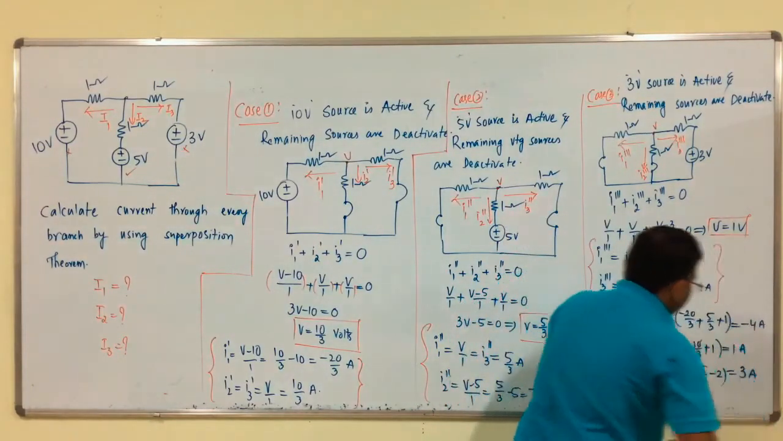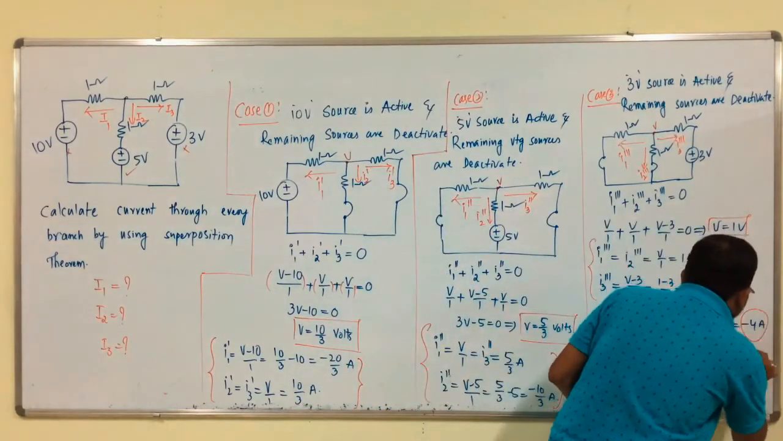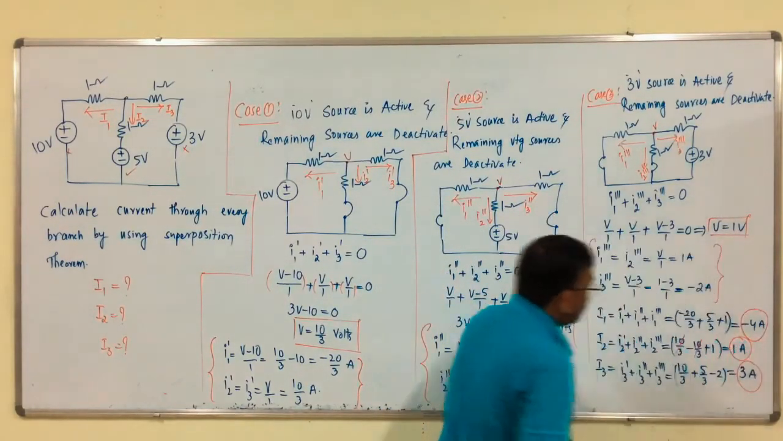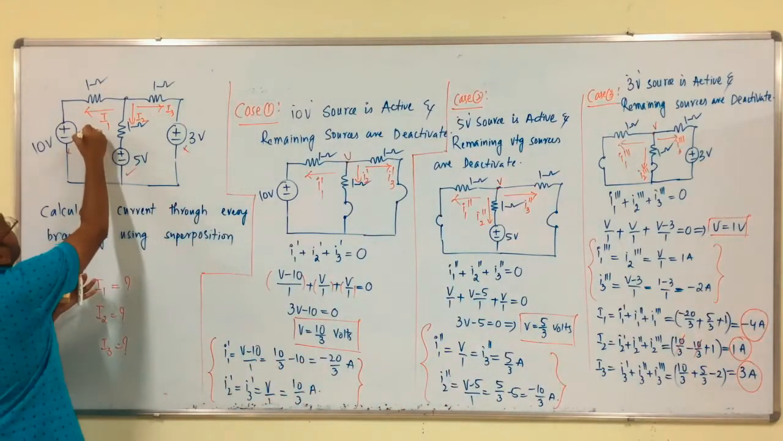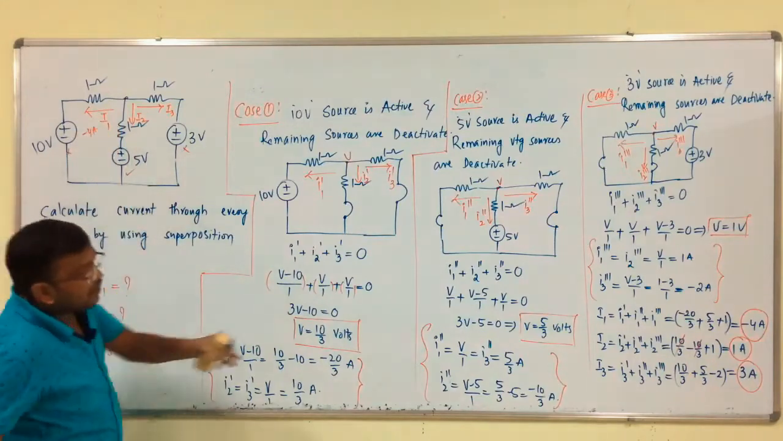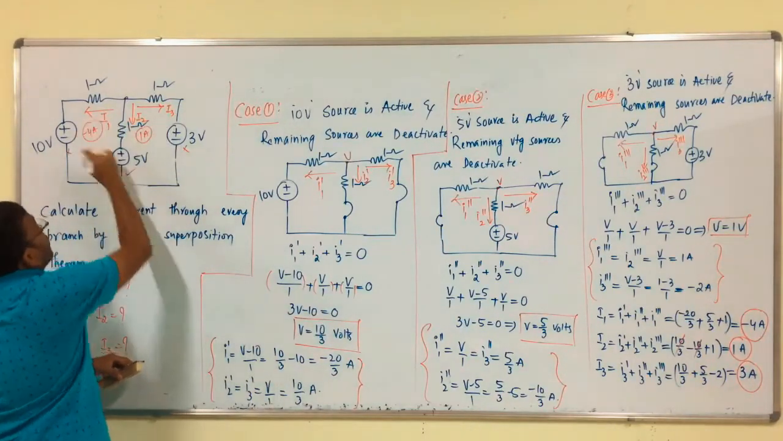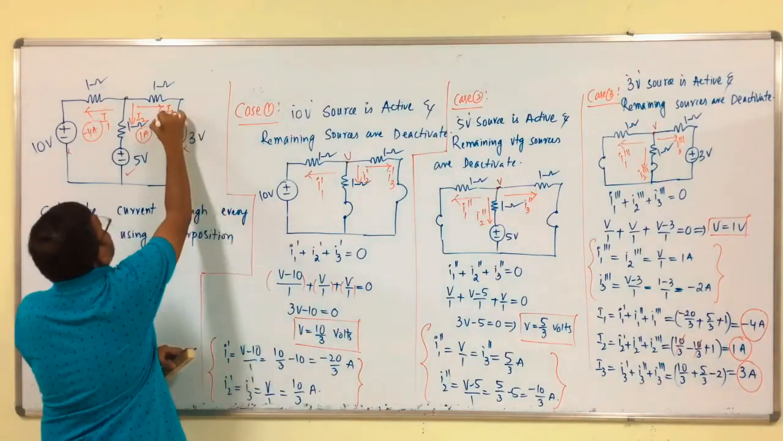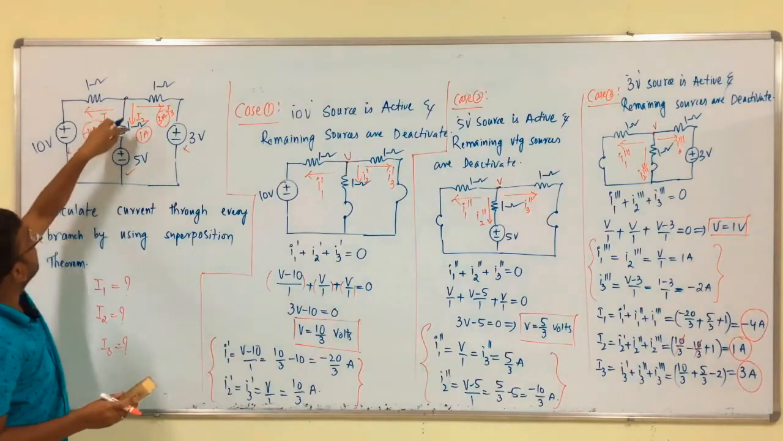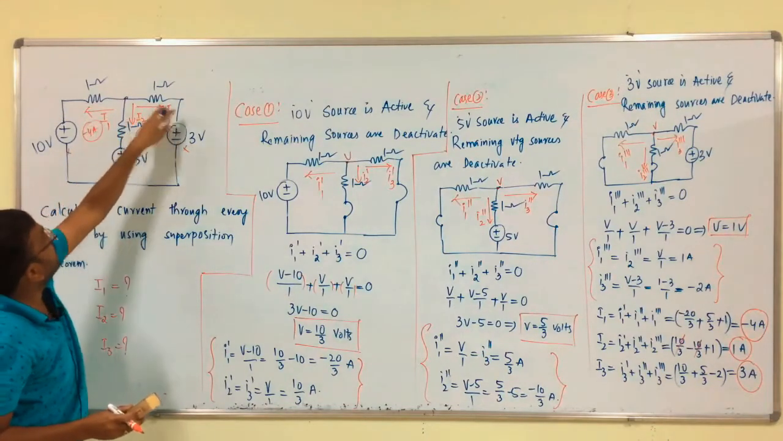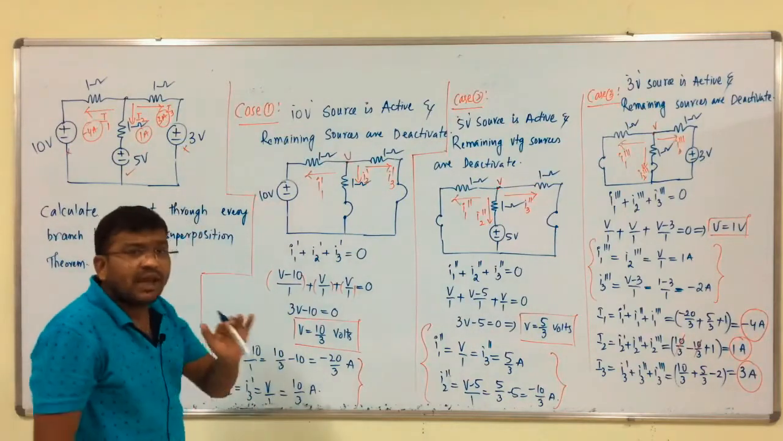amps. So, these are the values. I1 is minus 4 amps. What is the value of I2? It is equal to 1 amp. What is the value of I3? It is equal to 3 amps. So, in this branch the current is minus 4 amps, in this branch the current is 1 amp, in this branch the current is 3 amps. So, like this we have to solve the problem.